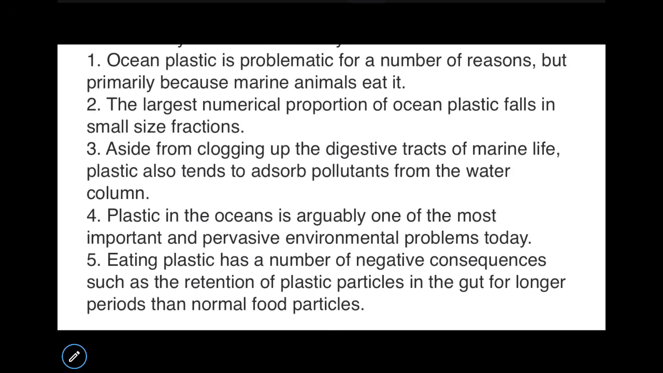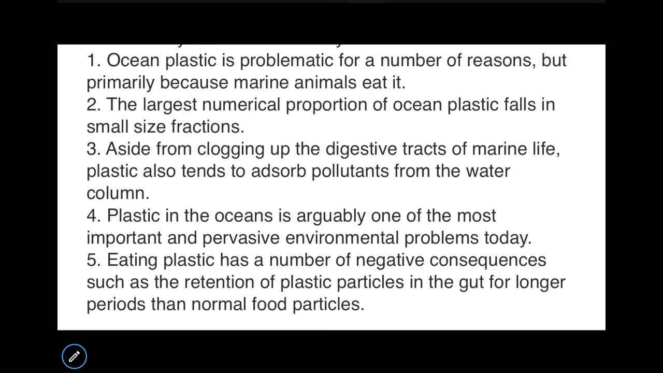I hope you have done that. Now read it. Ocean plastic is problematic for a number of reasons, but primarily because marine animals eat it. The largest numerical proportion of ocean plastic falls in small size fractions. Aside from clogging up the digestive tracts of marine life, plastic also tends to absorb pollutants from the water column. Plastic in the oceans is arguably one of the most important and pervasive environmental problems today. Eating plastic has a number of negative consequences, such as the retention of plastic particles in the gut for longer periods than normal food particles.